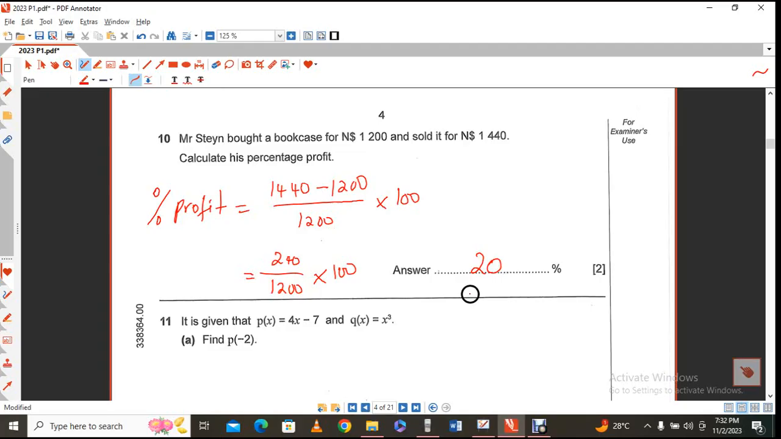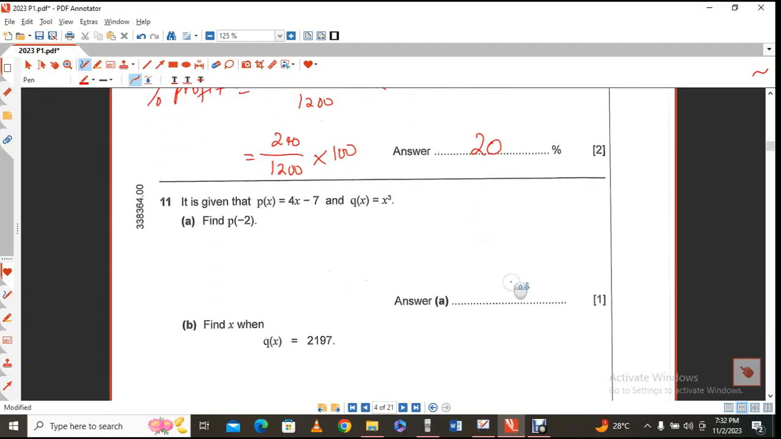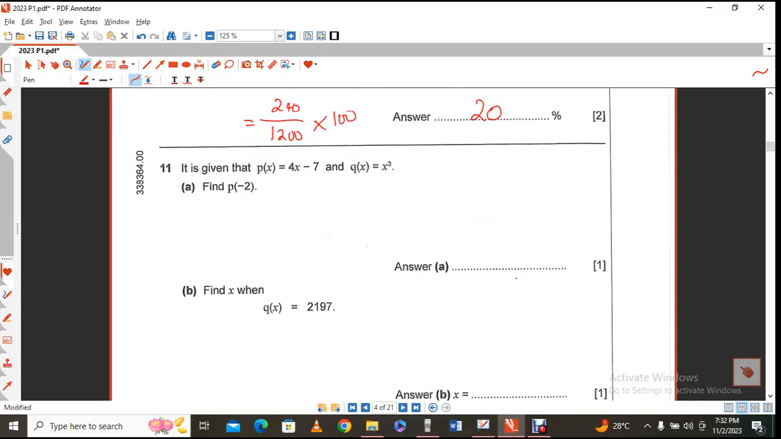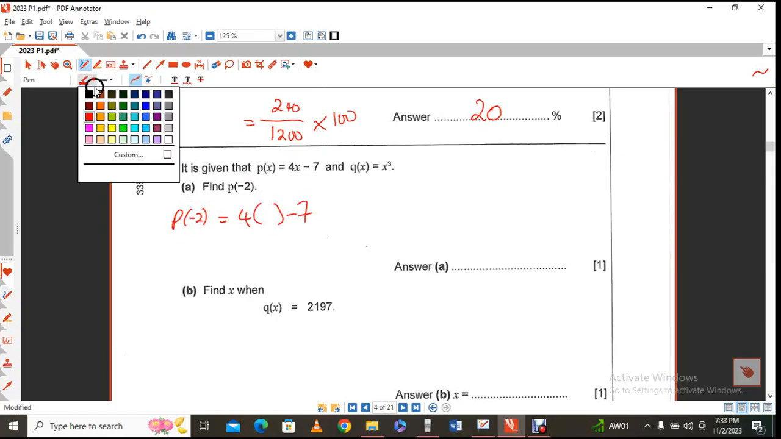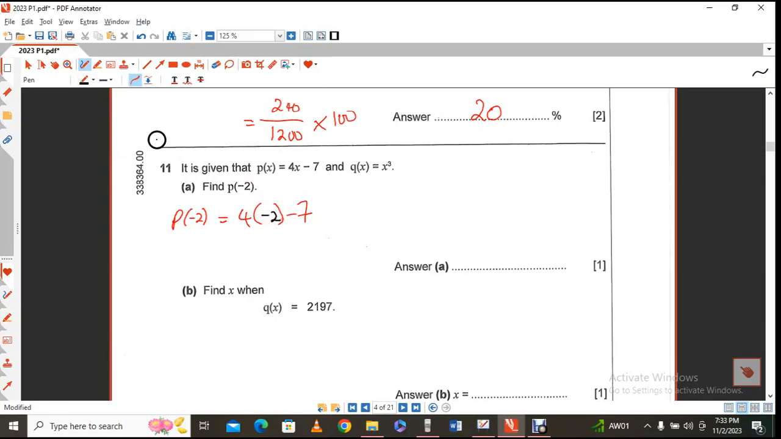Question 11. It is given that p of x is equal to 4x minus 7, a straight line function, and q of x is equal to x cubed, which is a cubic function. Find p of negative 2. That means when you go to p of negative 2, everywhere where you have an x, you replace that x by negative 2. So this is just the value that you have to get. If you multiply out, you're going to have negative 15.